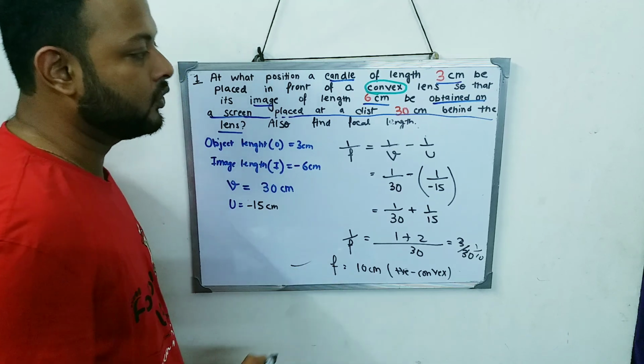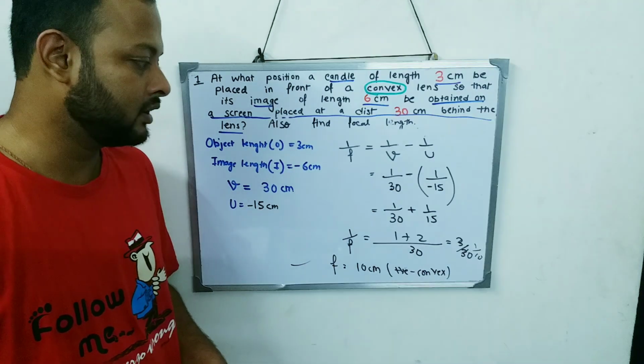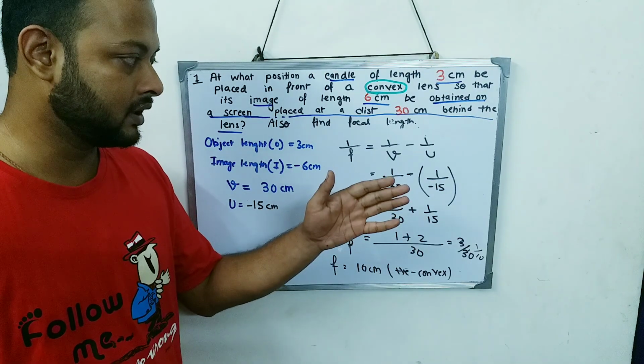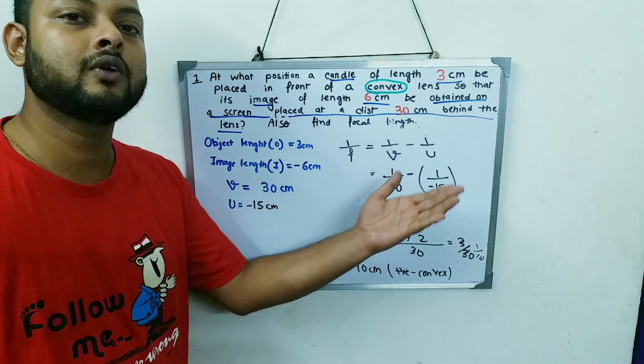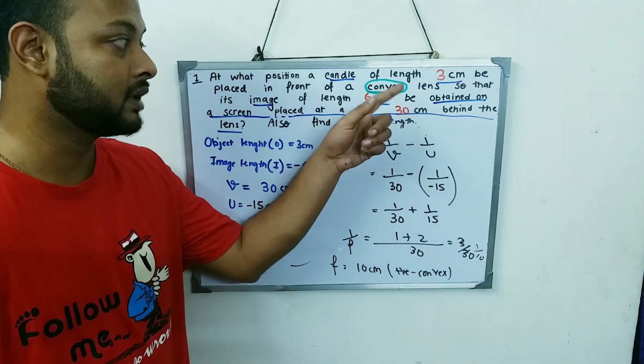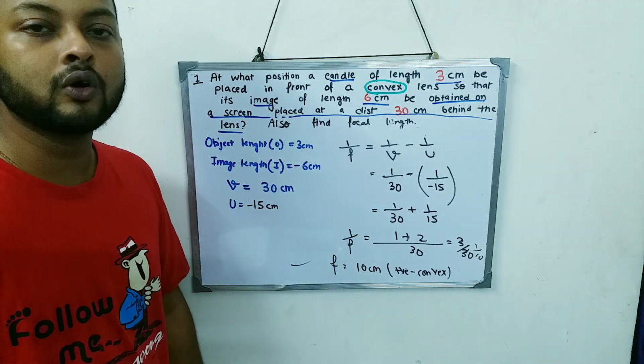So this is how you approach the first sum of this chapter. I hope you understand the first sum. If you haven't, please pause the video, go back and see the sum once more. Very important how you approach the sum, how you read the question. That is the most important part. Okay, let's go to question number 2.